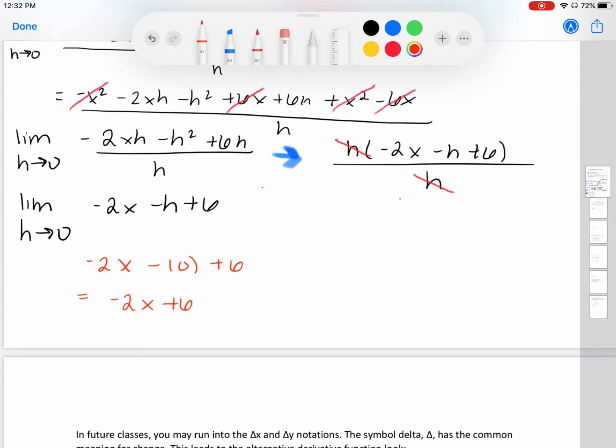What did we find? We found the derivative. So we have f prime of x is equal to negative 2x plus 6. And so this equation will give you the slope of the tangent line. That's our derivative.